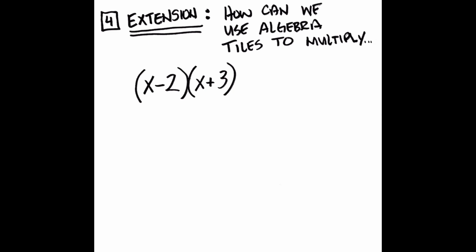So this is the last one, and this is going to be our extension. I want you to think about this one. How can we use algebra tiles to perform the following? The following is x minus 2 times x plus 3. What do you think is the difference here? How do you think this would impact our method?